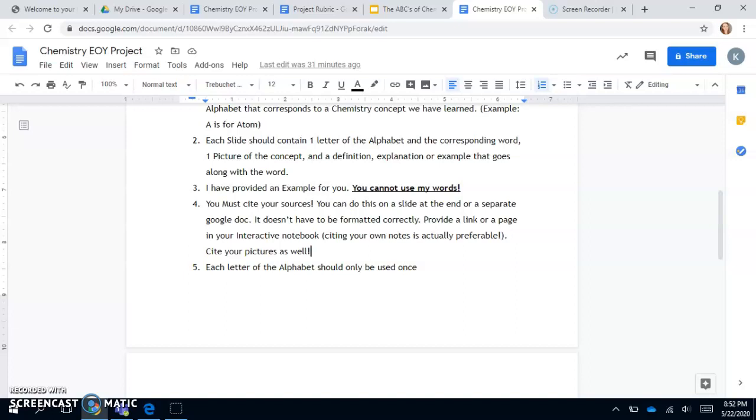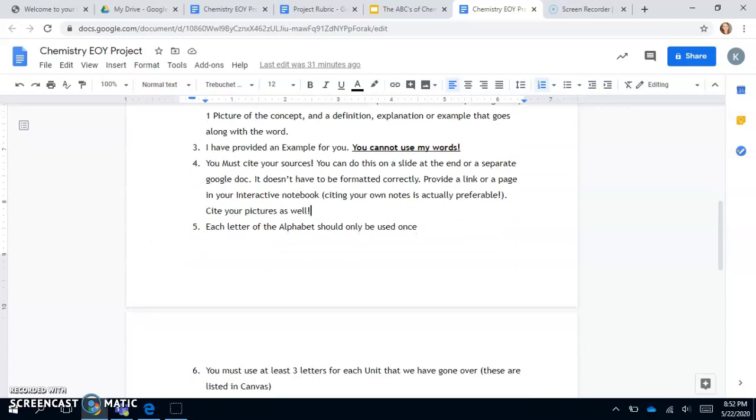You're going to provide a picture of the concept, okay? So you just Google a picture and put it on there, something that is a good representation of whatever it is you're talking about. And then you're going to provide either a definition, an explanation, or an example, or all 3 if it's appropriate, that goes along with the word, okay? So I've provided an example for you, and we're going to look at that in just a minute.